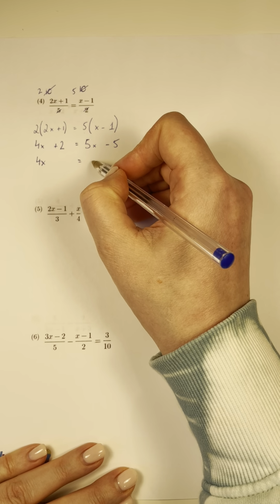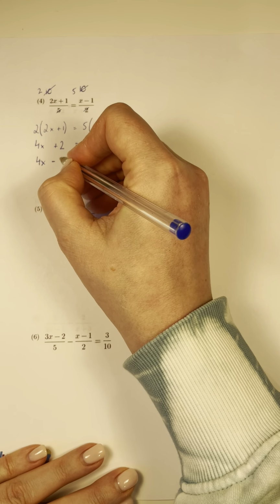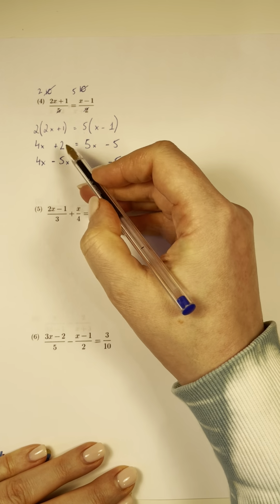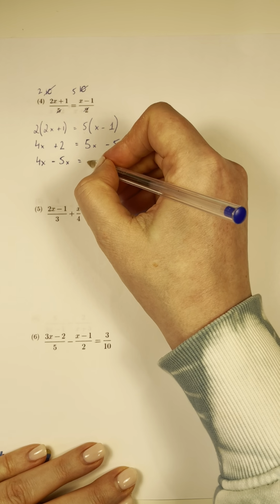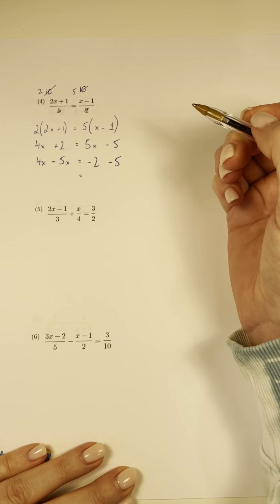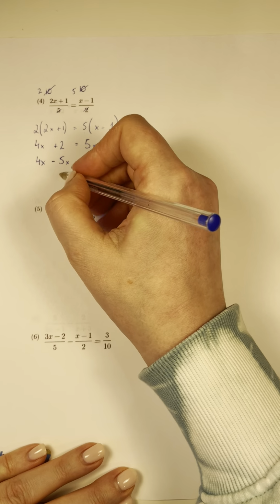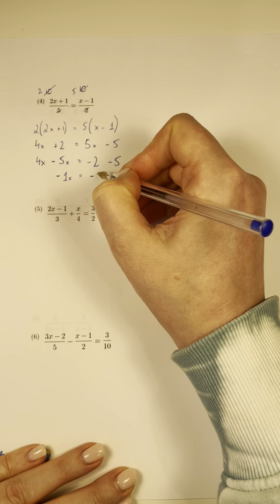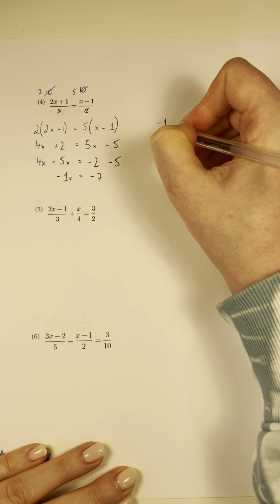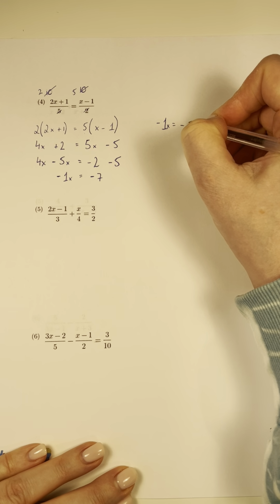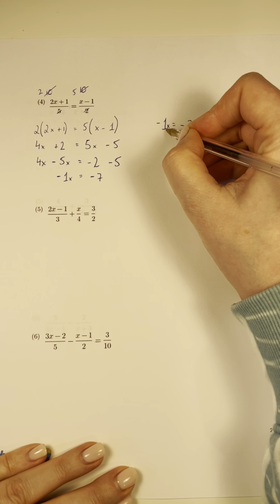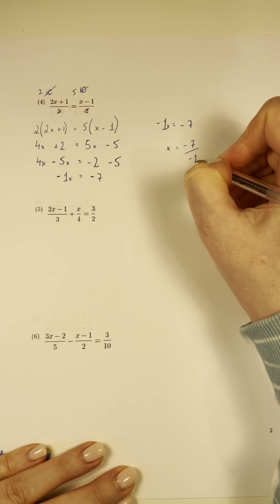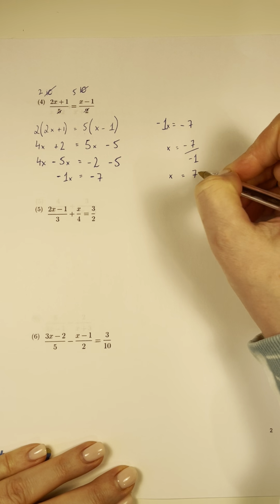This 5x here will travel over and become a minus 5x. Here I've got minus 5. This 2 will come over here and turn to minus 2. 4x take 5x is minus 1x. Minus 2 minus 5 is minus 7. So you need to now solve this. We're solving for that x there. So that's minus 7 over minus 1. x is 7.